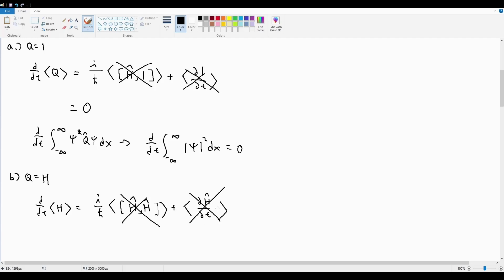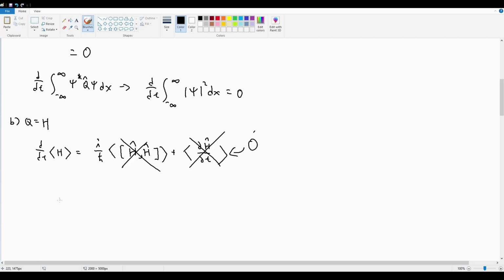This term is also going to go to 0 because h hat has no explicit time dependency. Remember, any operator that is physically realizable can be decomposed into something purely in terms of x and p operators, and since x and p don't have any time dependence, any physically measurable operator is also not going to have any explicit time dependence. So pretty much 100% of the time, this term is always just going to equal 0 no matter what.